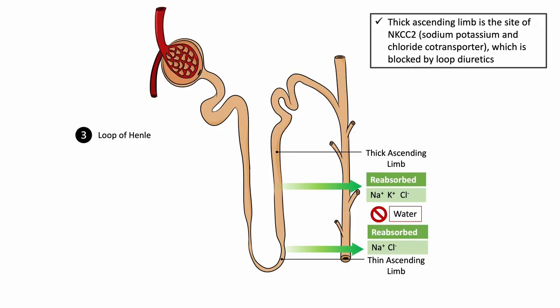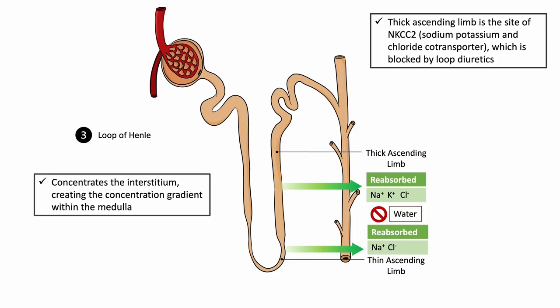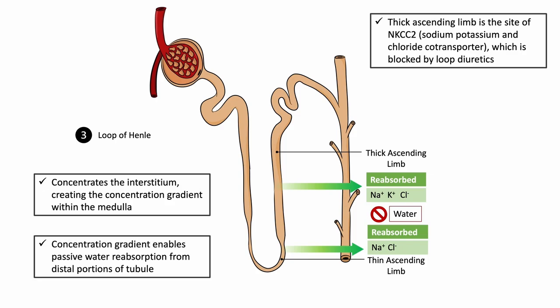This cotransporter is responsible for concentrating the interstitium, creating a concentration gradient between the interstitial medullary space and the filtrate, which we will call the medullary concentration gradient. This concentration gradient enables passive water reabsorption from the distal portions of the nephron. The importance of this will become more clear when we discuss antidiuretic hormone, ADH, aquaporins, distal nephron urine concentration, and water handling by the kidney.